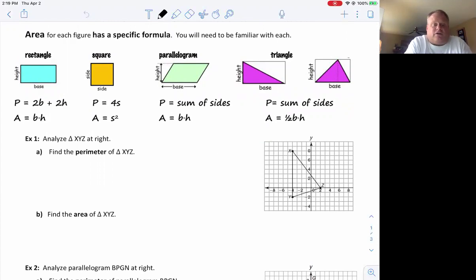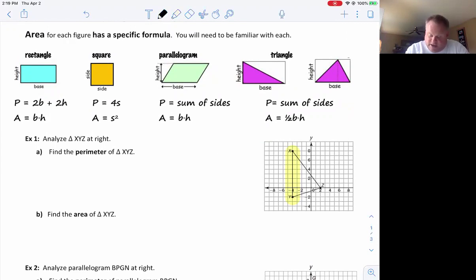We need to analyze the triangle XYZ at the right. The first part wants me to find the perimeter of triangle XYZ. There are a couple of things that I am going to do first, before I just go and find the perimeter, because I think there are some things we need to do. The first thing is I can see that this side right there is a vertical line. So that's easy to count.